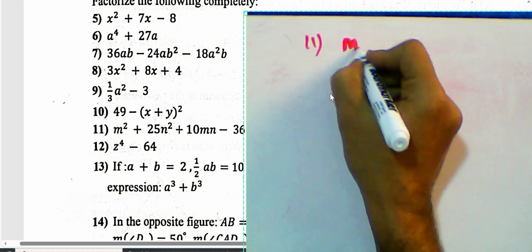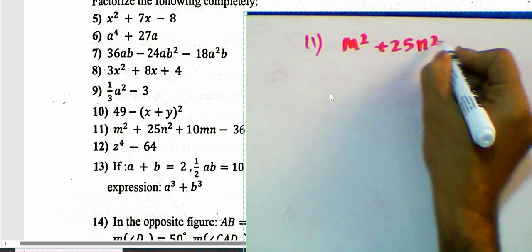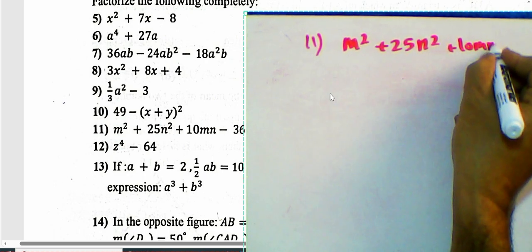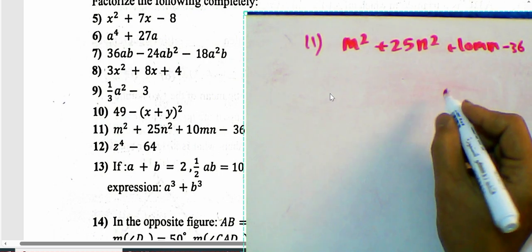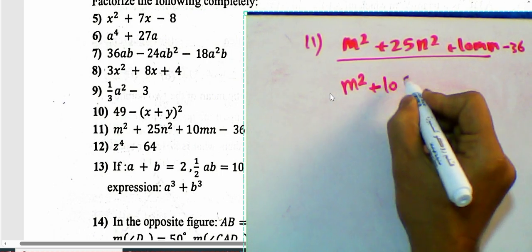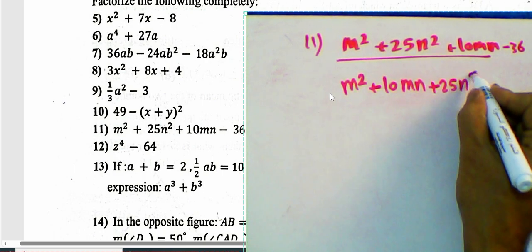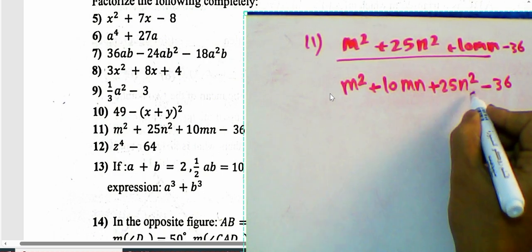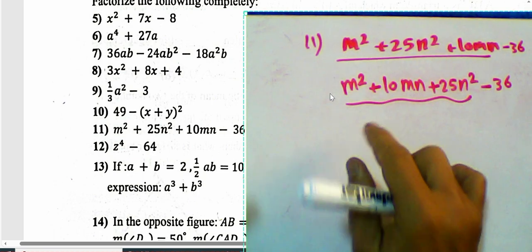n power 2, plus 25 n power 2, plus 10mn. Subtract by 36. This expression we can write as m power 2 plus 10mn plus 25 n power 2, subtract by 36. This expression we call a perfect square.